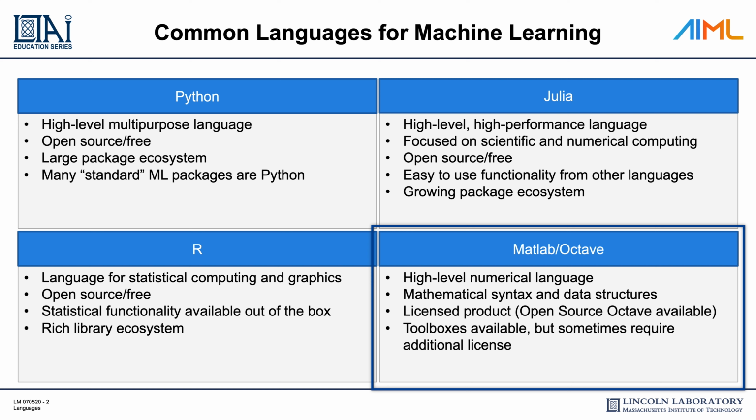MATLAB is a licensed product, and many of its toolboxes require additional licenses. Although a free, open-source version, Octave, is also available. Most of the syntax is the same, but Octave does not have all of the toolboxes that MATLAB provides. Much of MATLAB's machine learning functionality is provided in toolboxes, such as the statistics and machine learning and computer vision toolboxes.